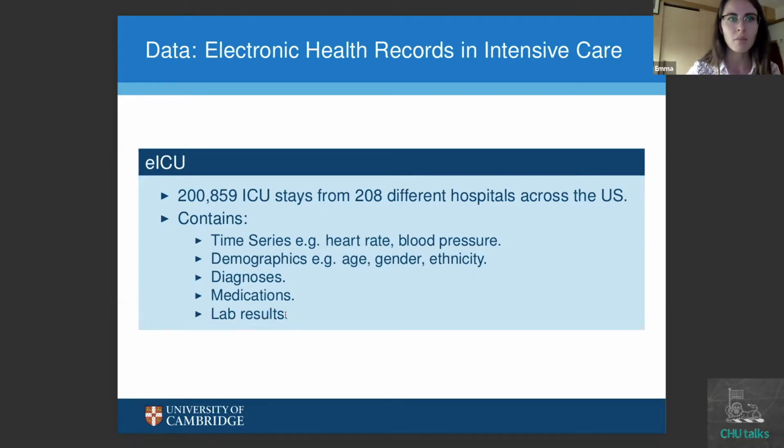And then finally, it also contains lab results, which are essentially time series. So they do change over time, but they tend to behave differently because they're sampled much more irregularly and they have much more missing data in between them.